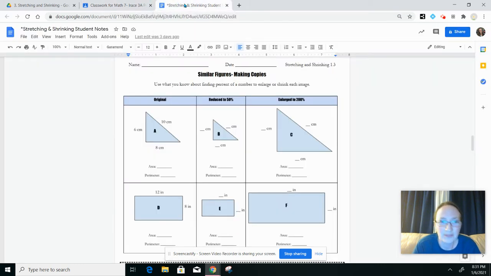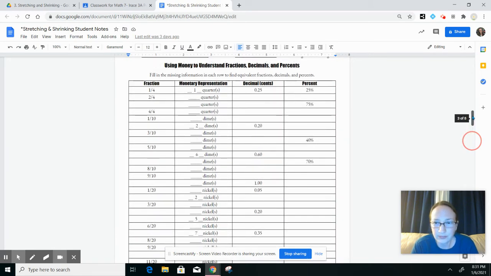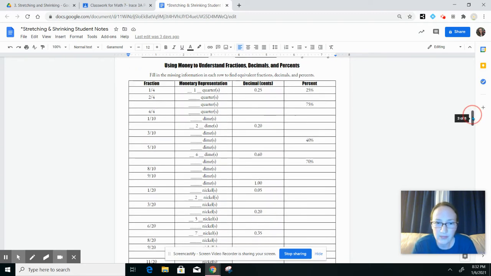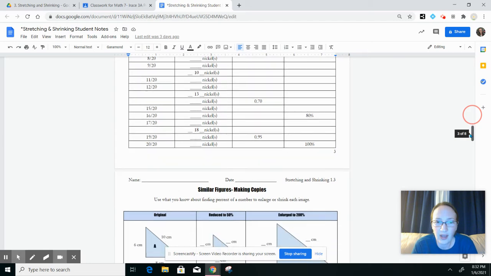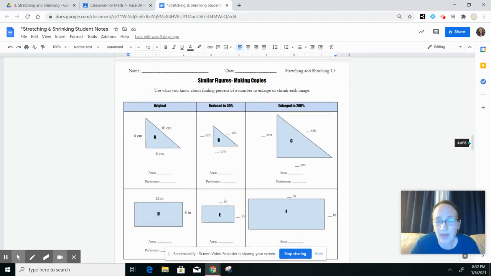So your warm-up, just so you guys know, is page 3. I know I was looking at some people's notes, and your work from pages 1 and 2 did kind of extend down onto page 3, so it's possible that this starts maybe partway down page 3. But your warm-up is that using money to understand fractions, decimals, and percents page. And we'll be working on page 4, which is called Similar Figures, Making Copies.